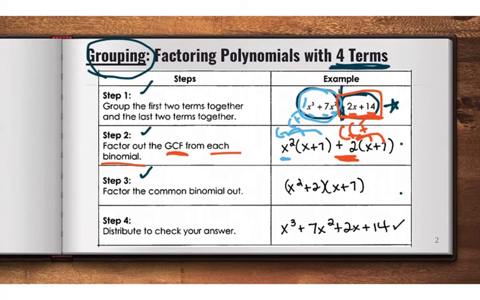All right, so basically I've just taken the greatest common factor from each pair of binomials. Now, this is the interesting part. This is where factoring by grouping is really happening. So far we've just done greatest common factor.